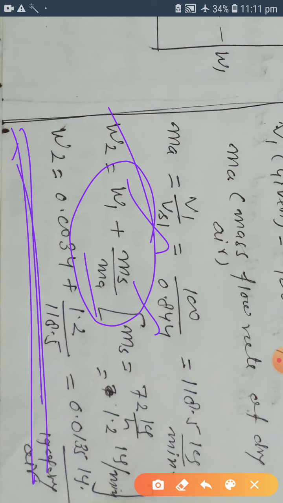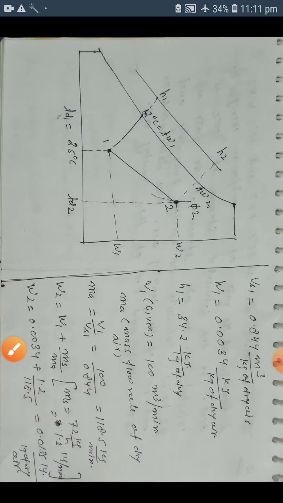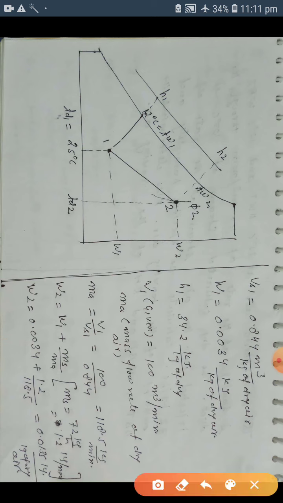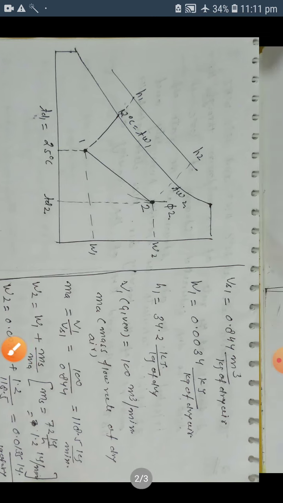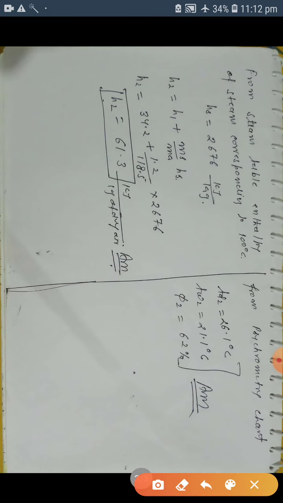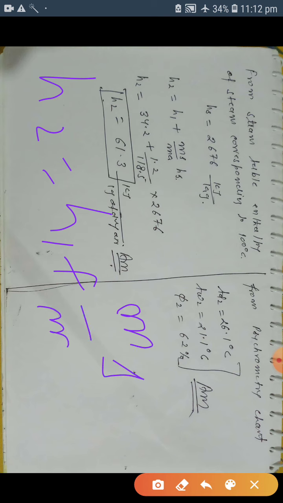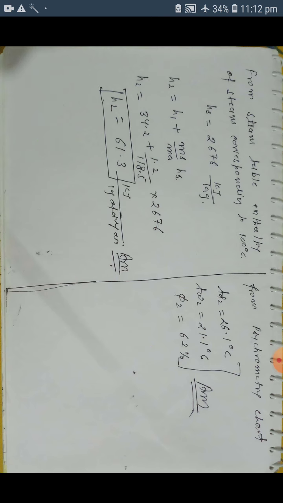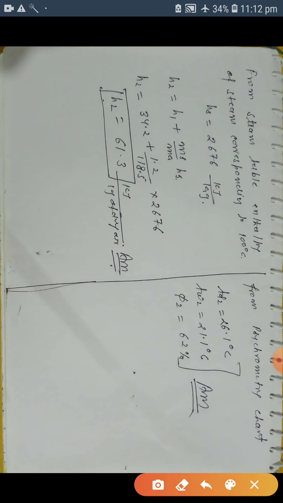you can calculate W2. Actually we are interested in finding the condition of point 2. So it is necessary to find two conditions at point 2. One condition we can find, and the other condition we can find from the given data is enthalpy. So how to find the enthalpy? H2 is equal to H1 plus Ms upon Ma into Hs. Here we apply the enthalpy balance equation.